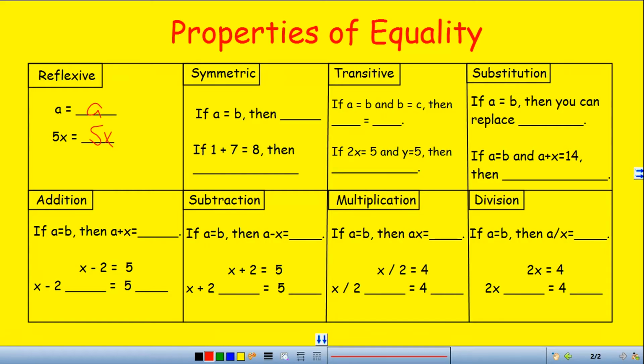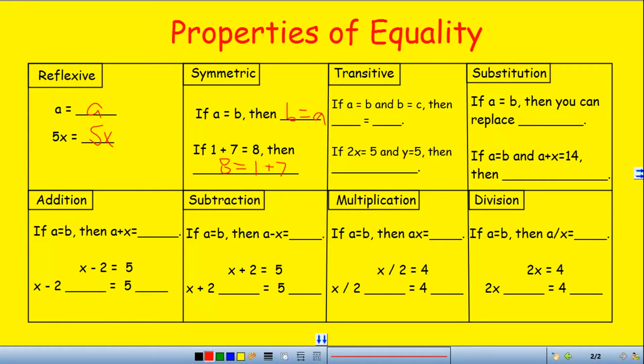The symmetric property is if A equals B, then B will equal A. It's symmetric. So for instance, if I had 1 plus 7 equals 8, through the symmetric property of equality, I can put 8 equals 1 plus 7. This is the symmetric property.